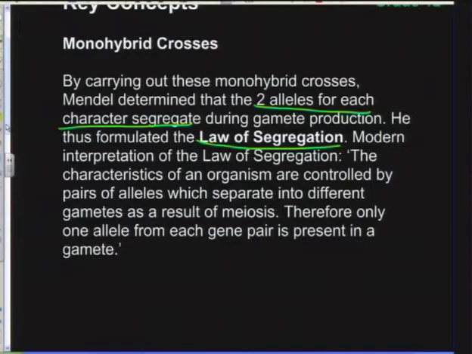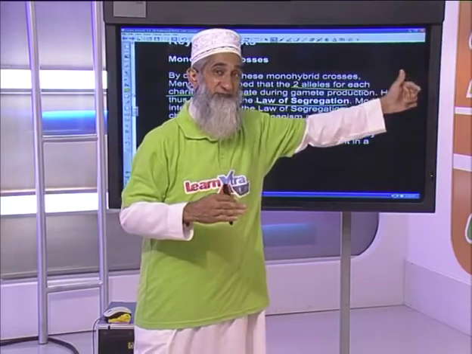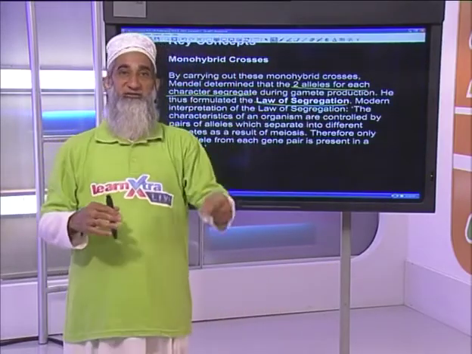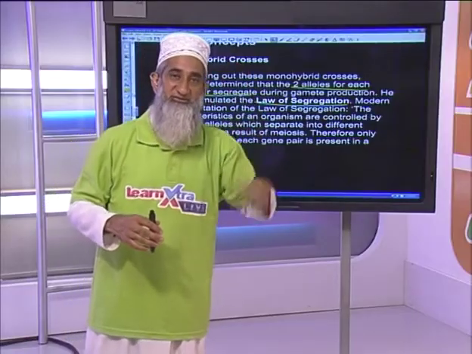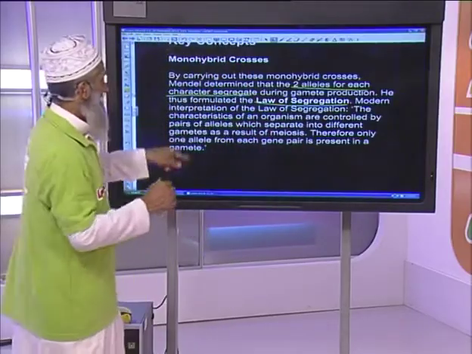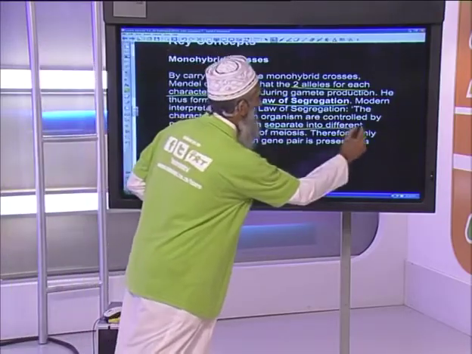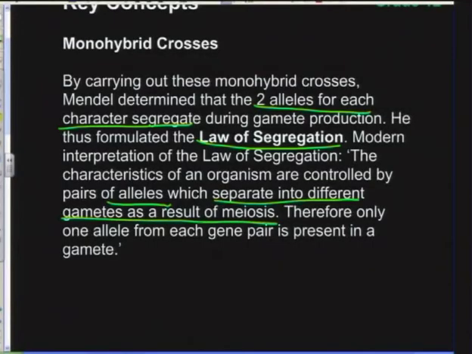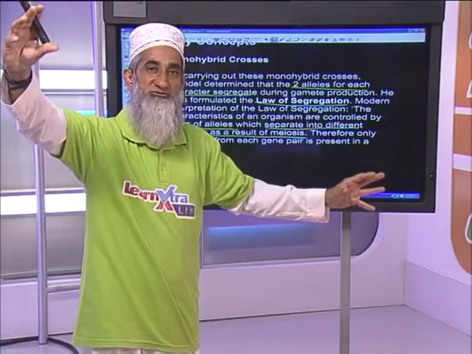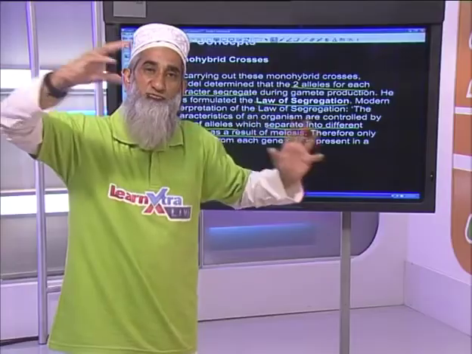Modern interpretation of the law of segregation says, remember, Mendel said the two factors segregate. What do we say now after we've learned? The characteristics of an organism are controlled by a pair of alleles. We already spoke about this in DNA, that for every characteristic, there is a pair of genes. These pair of genes are called alleles, okay? And these alleles separate into different gametes as a result of meiosis. Remember, anaphase, the chromosomes move to opposite poles. Anaphase 2, the chromatids move to opposite poles.